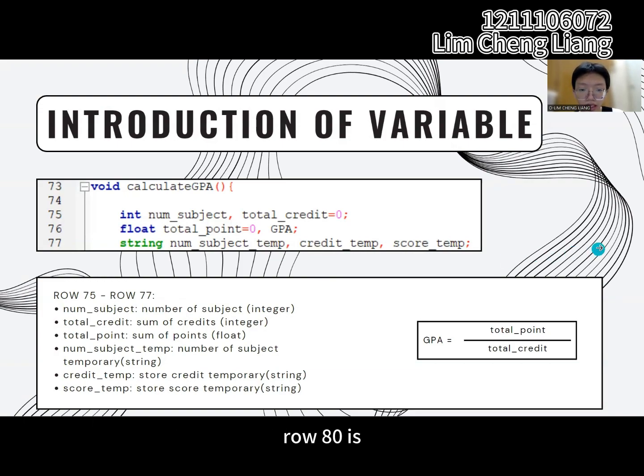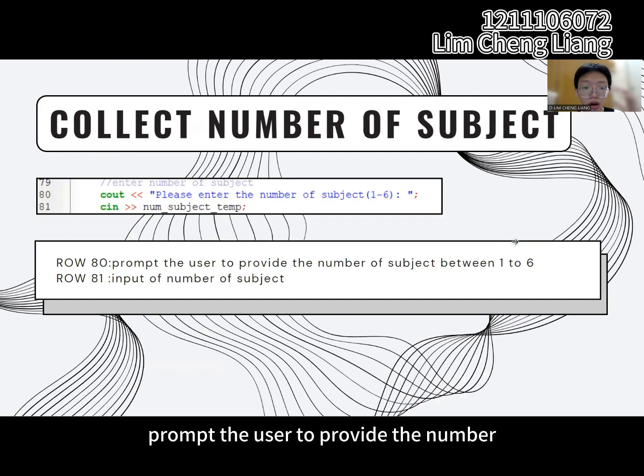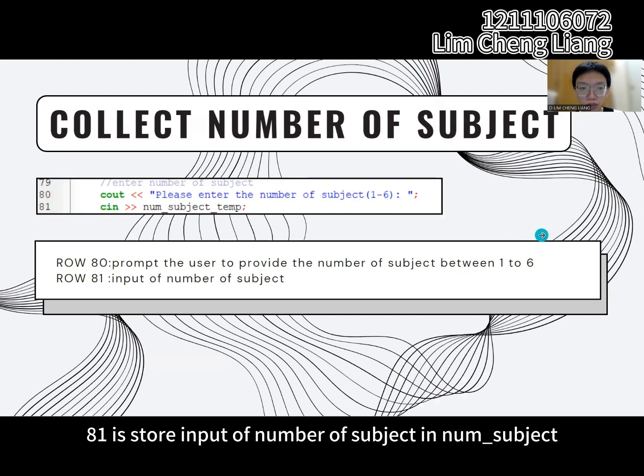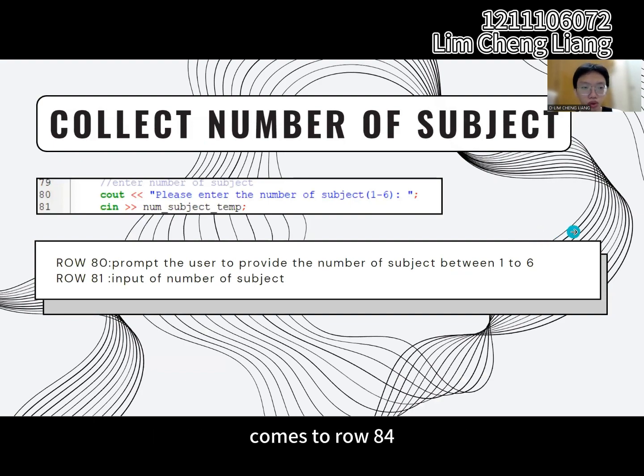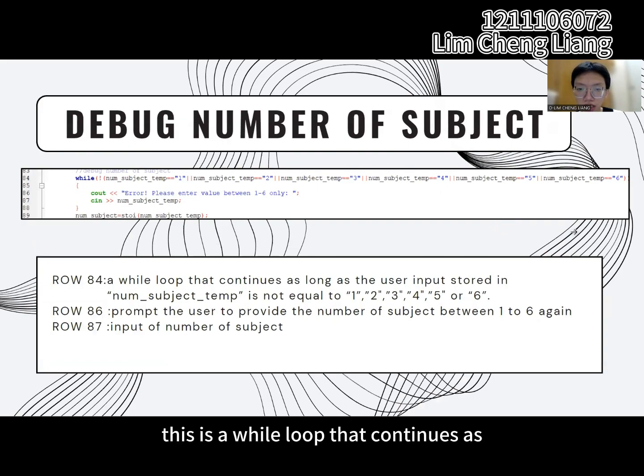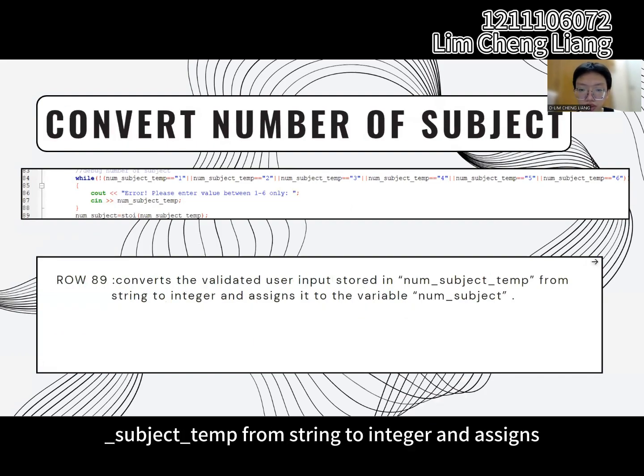Then, row 80 prompts the user to provide the number of subjects between 1 to 6, and row 81 stores the input of the number of subjects in num subject temp. Coming to row 84, this is a while loop that continues as long as the user input stored in num subject temp is not equal to 1, 2, 3, 4, 5, or 6. Row 86 prompts the user to provide the number of subjects between 1 to 6 again. Row 87 is the input of the number of subjects. Row 89 converts the validated user input stored in num subject temp from string to integer and assigns it to the variable num subject.